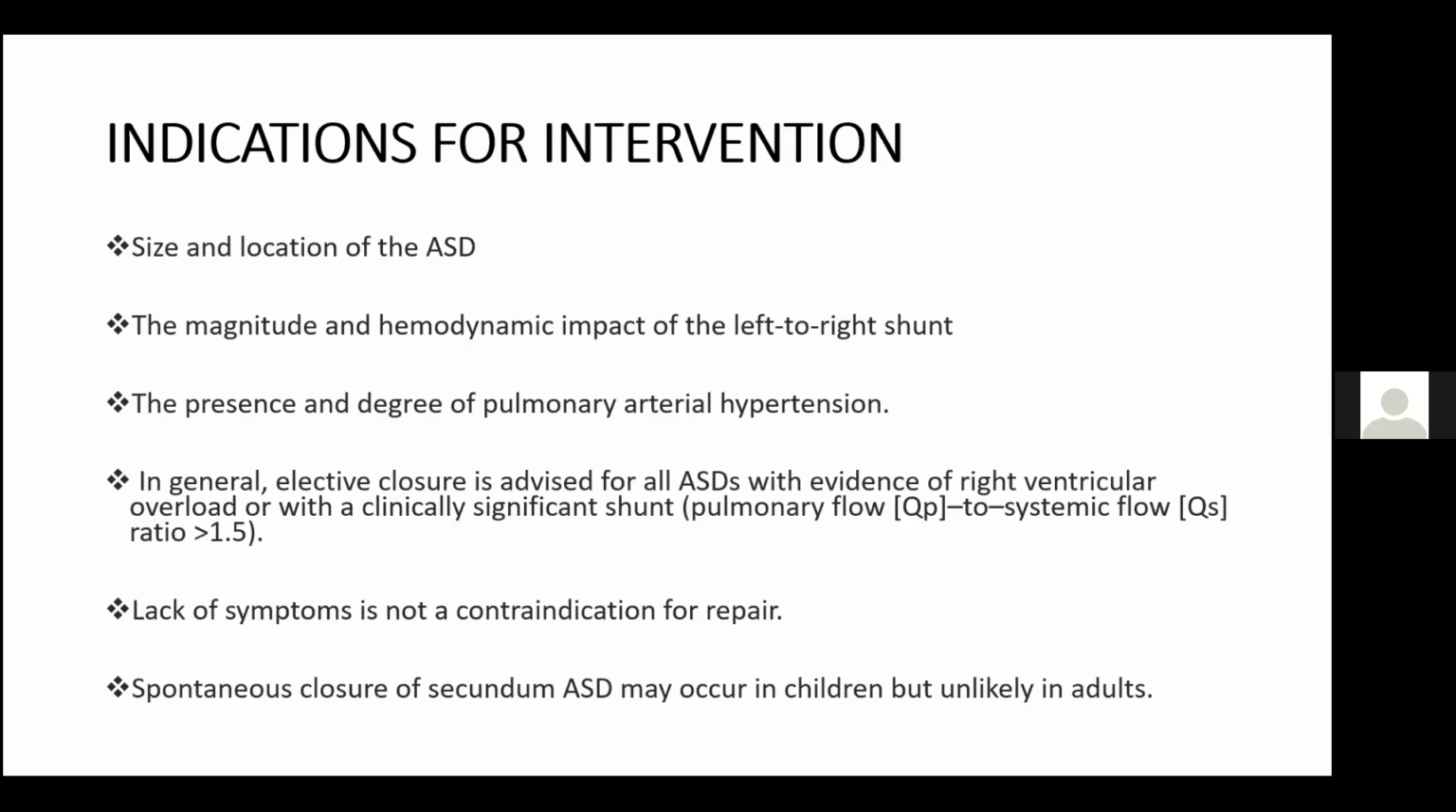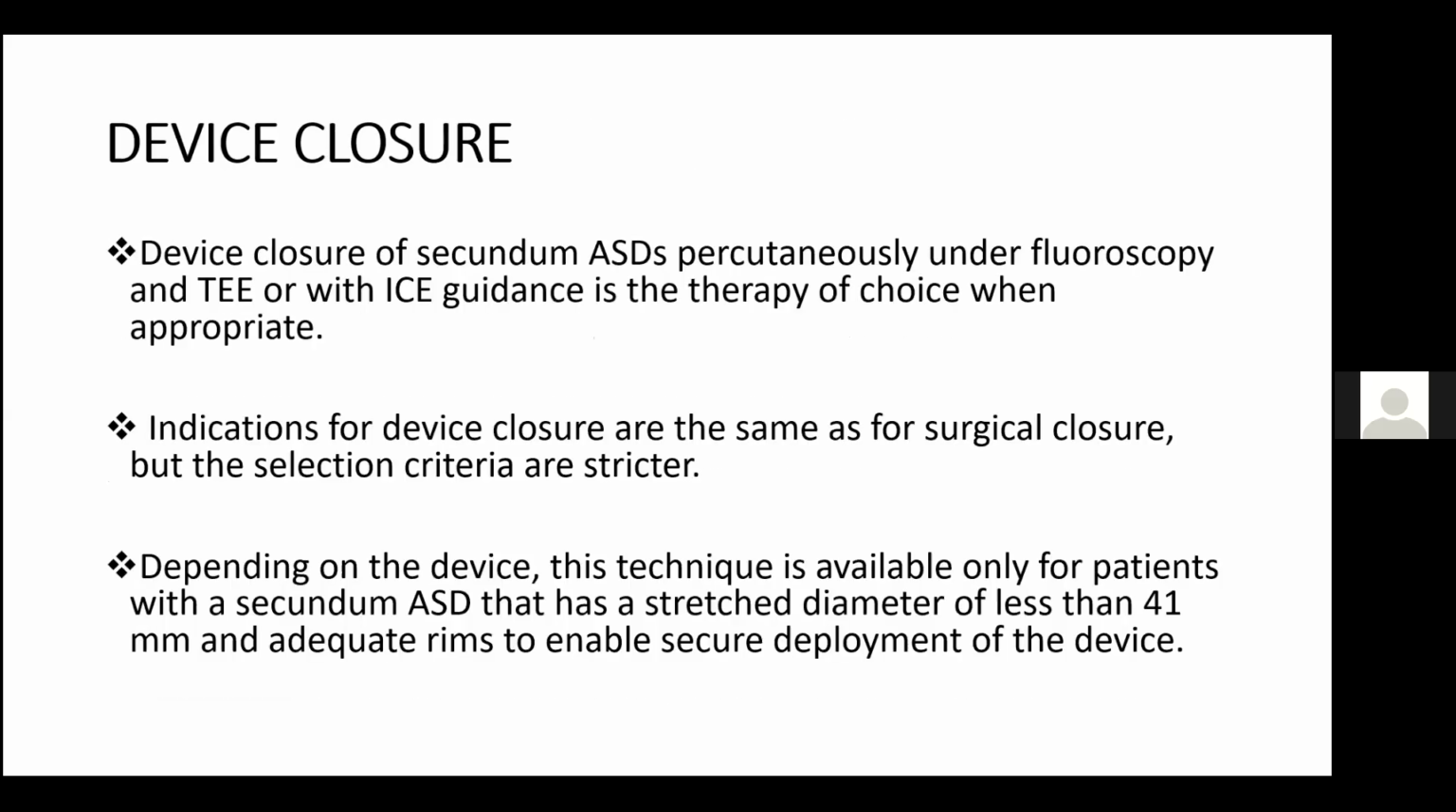Majorly, we want to examine the patient to see if the patient has features that give an indication for intervention, which will include the size and location, the magnitude of hemodynamic compromise, and whether there is pulmonary hypertension. The options of closure involve either a device closure, especially for the secundum ASD, which we know is the type we can close by device, and other types of ASD will involve surgery.